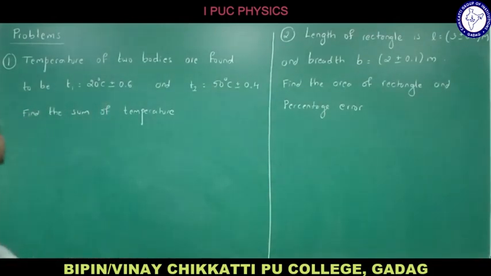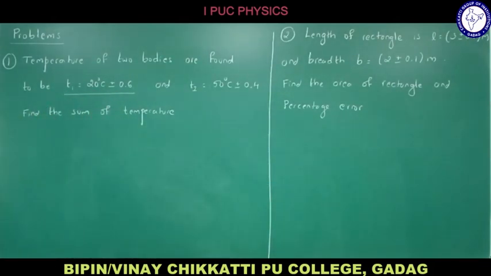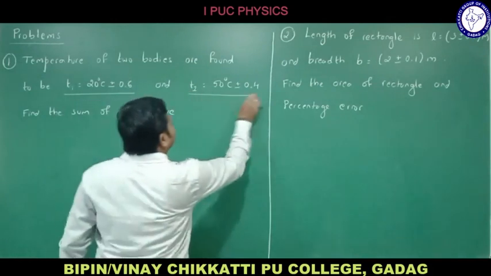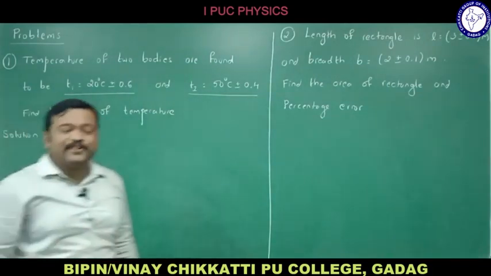There is first temperature. What is the first temperature? 20 degrees Celsius plus or minus 0.6. And the second temperature is 50 degrees Celsius plus or minus 0.6. Let me find what is the sum of temperatures including errors now here.